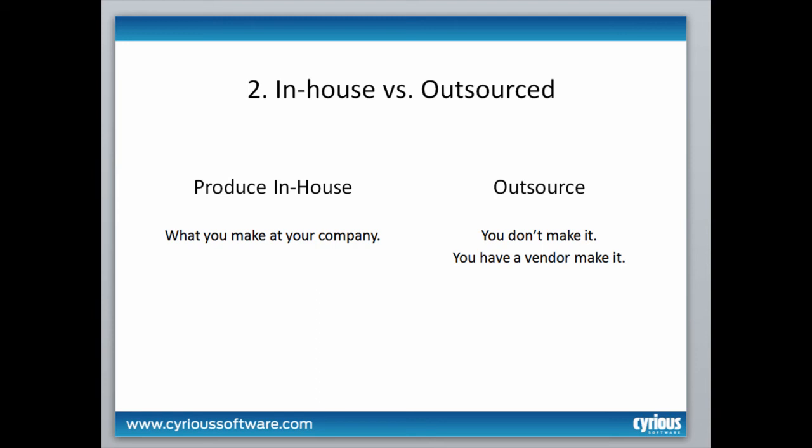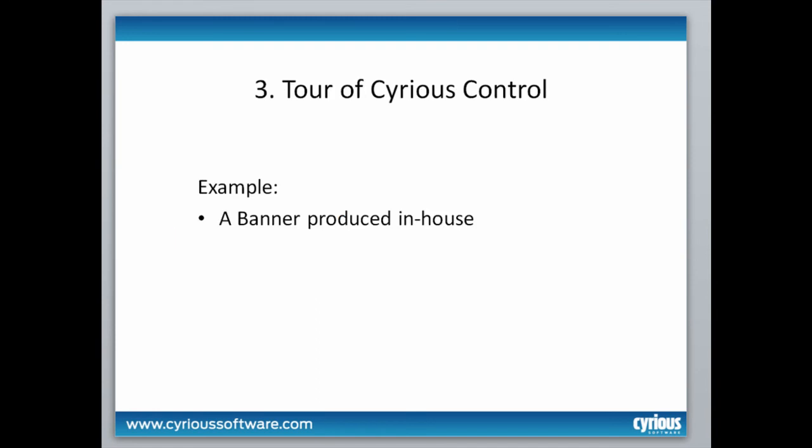This step that we're in now has to do with the products that you produce in-house. Later in the setup steps, we'll show you how to set up the pricing and costing for the products that you outsource. Let's take a tour of Serious Control. Let's look at a product. In this example, we'll use a banner that you produce in-house.